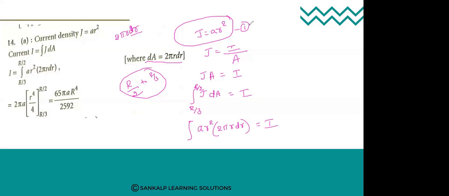Okay, so first the equation that they have given in the question. Second step, the current density is equal to current per unit area. Later we modify the equation as current equals current density into area. Next, integrating the equation, substituting dA as 2 pi r into dr, and J is equal to A r squared, which is given in the question.